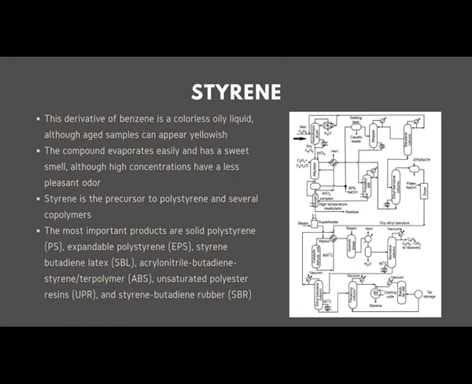Then we are going to talk about styrene. This derivative of benzene is a colorless, oily liquid, although aged samples can appear yellowish. Styrene compound evaporates easily and has a sweet smell, although high concentrations have a less pleasant odor. Styrene is the precursor to polystyrene and several copolymers. The most important products are solid polystyrene, expandable polystyrene, styrene butadiene latex, acrylonitrile butadiene styrene, terpolymer, unsaturated polyester resins, and styrene butadiene rubber, or in short SBR.